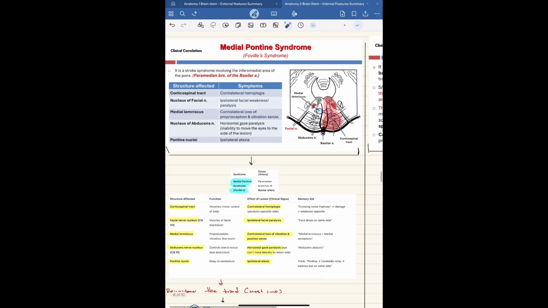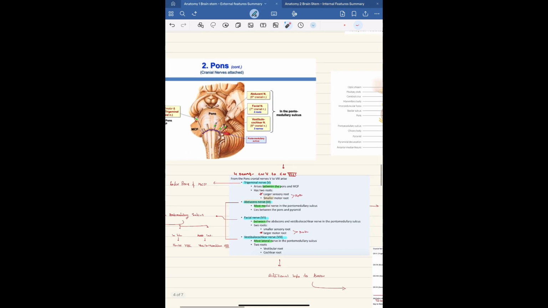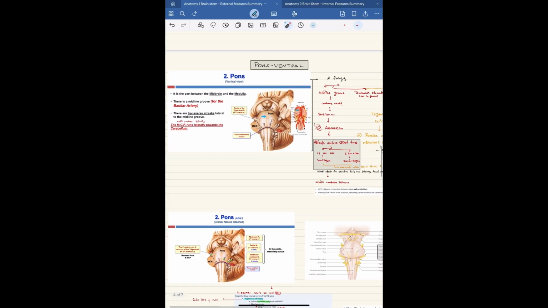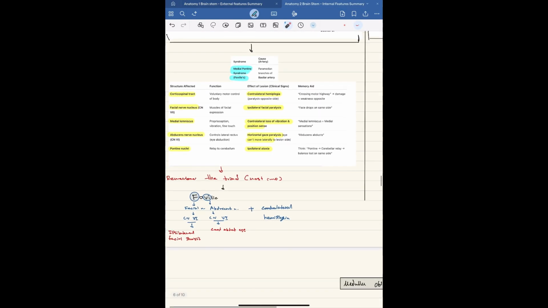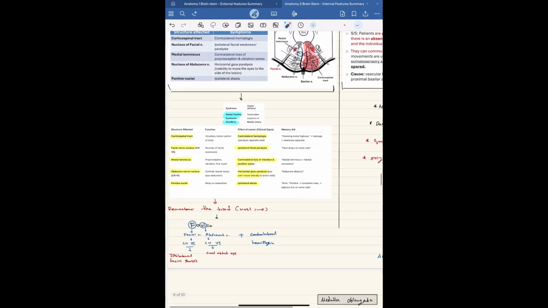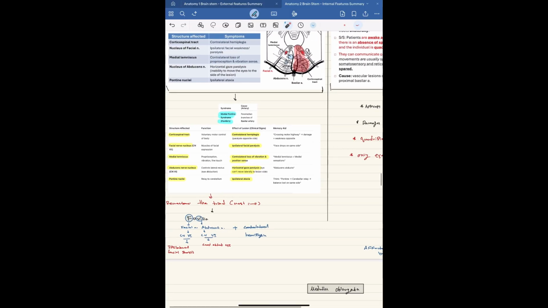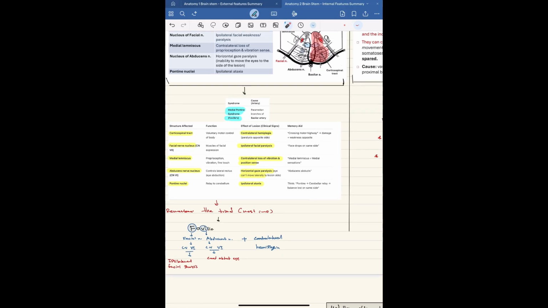If you remember the basilar artery, as we said here, where is it here? Now I'm talking about this part. Let's go down. So the things that are affected here, you got your corticospinal tract causing what? If this is affected, it causes the contralateral hemiplegia. The facial nerve affected, causing ipsilateral facial paralysis. The medial lemnisci is affected, along with the abducent and pontine, all causing clinical signs.